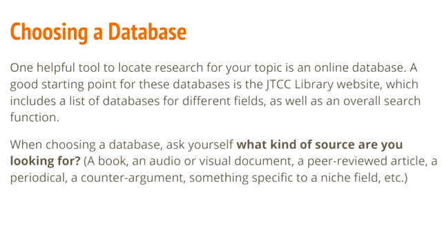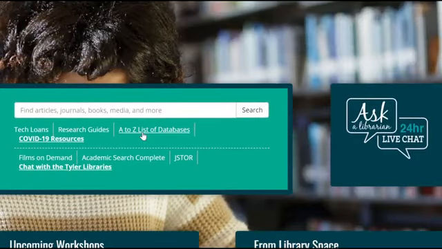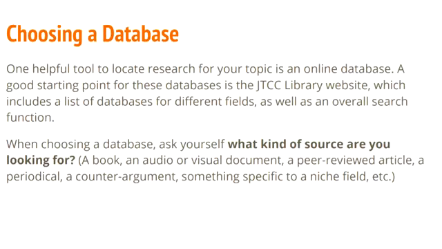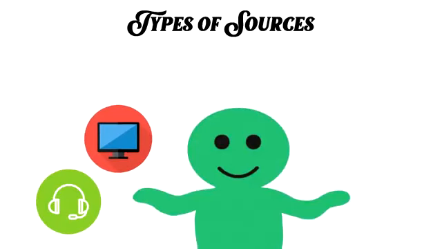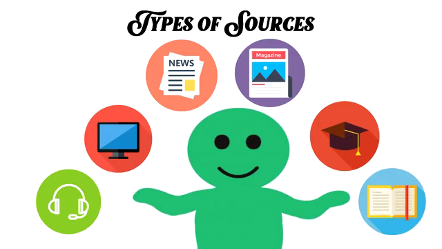Selecting a database. Once you have your topic, it's time to begin researching. The first thing you want to do is find a good database to locate sources. The John Tyler Library has a list of databases on their website that are free to use. To find the right database for you, it's important to know the type of sources you're looking for. Audio, visual, newspapers, magazines, scholarly journals, and books are just a few categories.